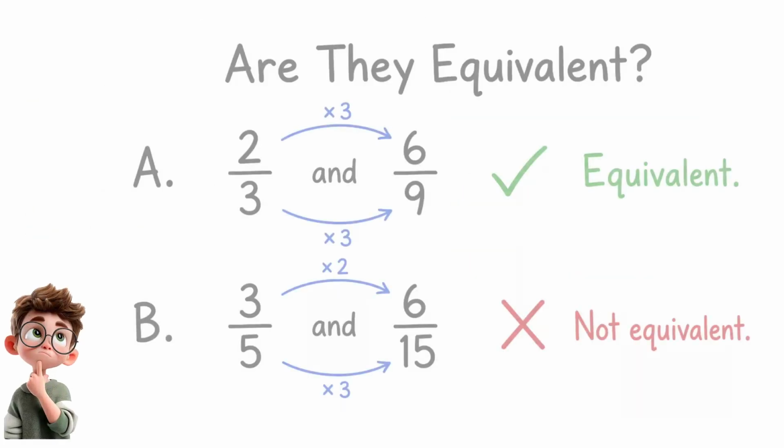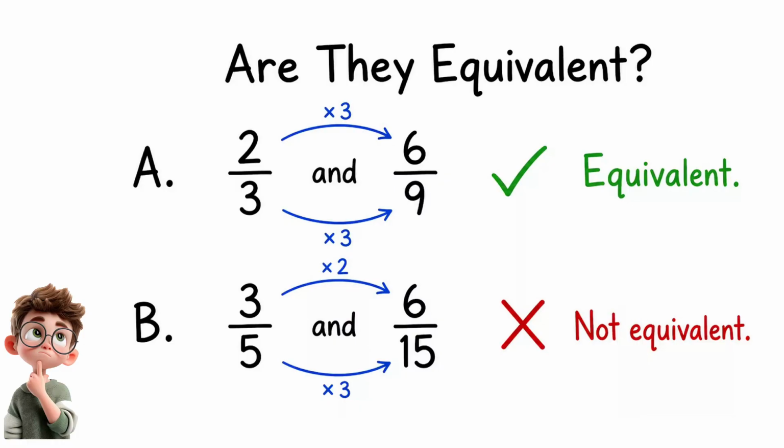Let's decide whether each pair is equivalent. For the first pair, 2 times 3 equals 6, and 3 times 3 equals 9. Both numbers were multiplied by 3, so the fractions are equivalent.